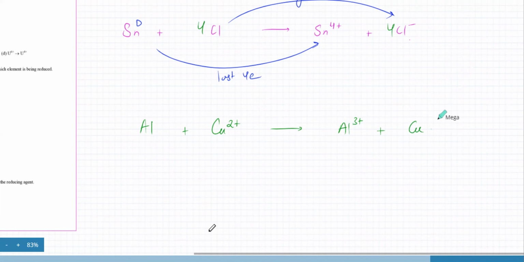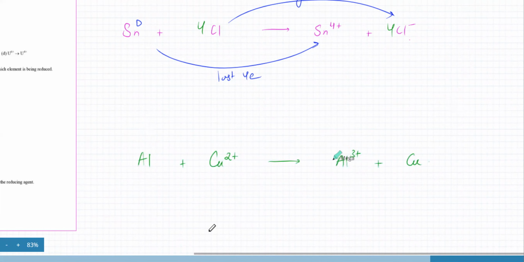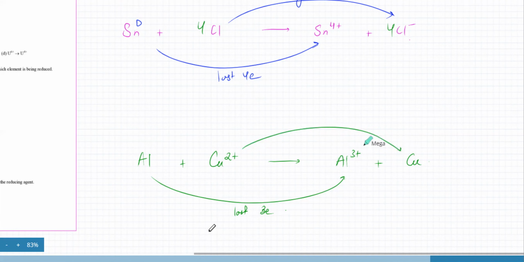This is the reaction that's happening. Who's getting reduced? Aluminium lost 3 electrons, so aluminium's getting oxidized, because if you lose electrons, it's getting oxidized. And copper is getting reduced. Its charge is reducing by how much? By two, right? So it gains two electrons.